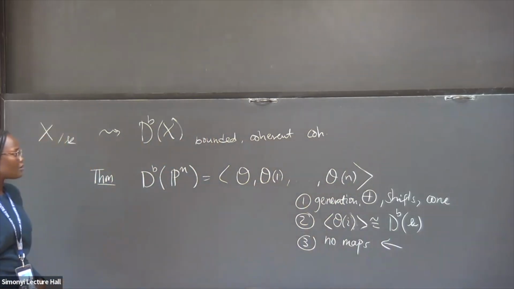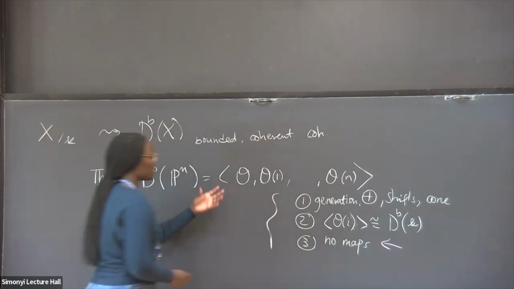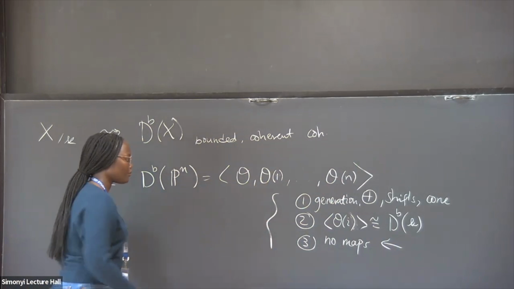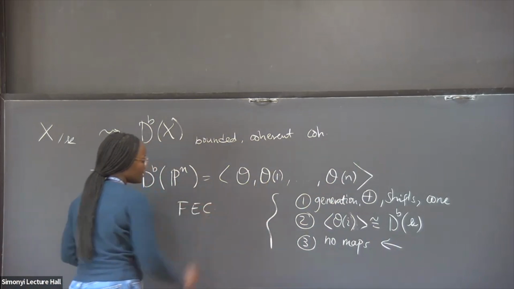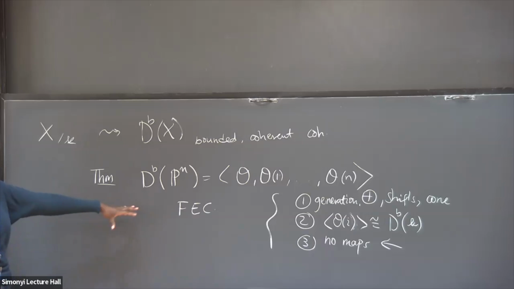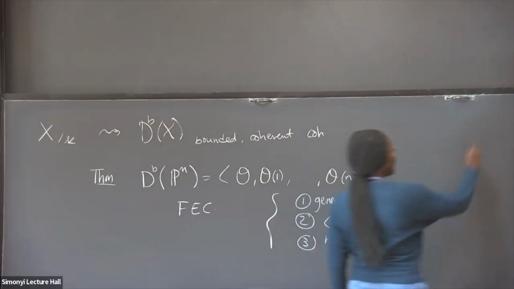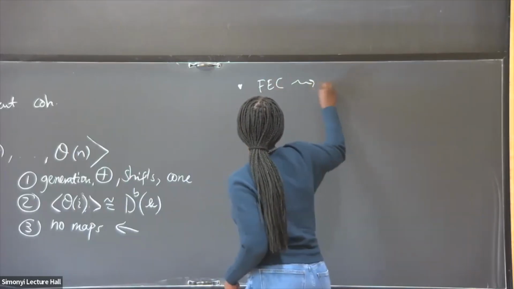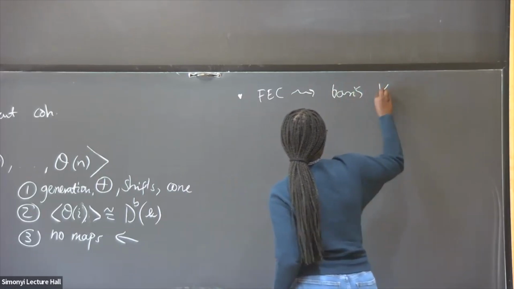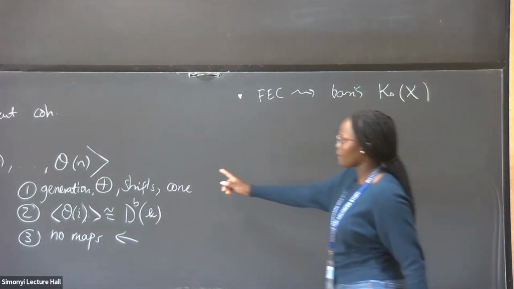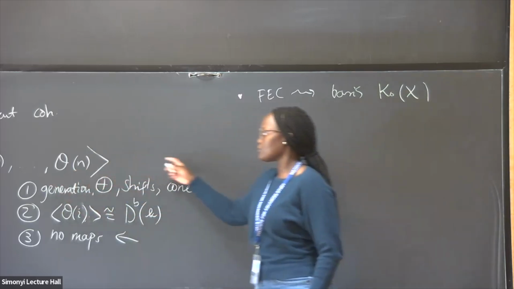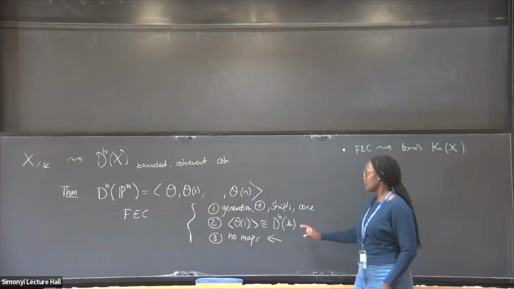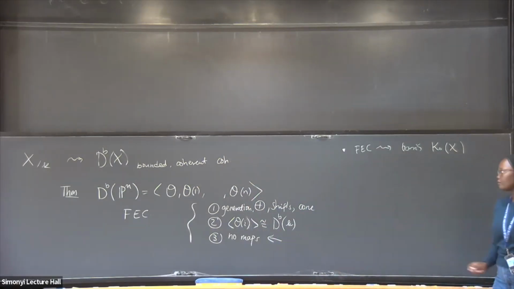Okay. So this sort of structure, more generally for any X, any list of objects in the derived category that has these properties is called a full exceptional collection. Immediately from these properties, one can conclude that if you have a full exceptional collection, you get a basis for the Grothendieck group of X. Basically, this tells you that the classes of the objects will span, and this will tell you that you do in fact get a basis.